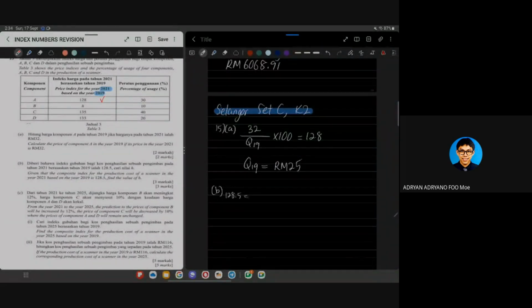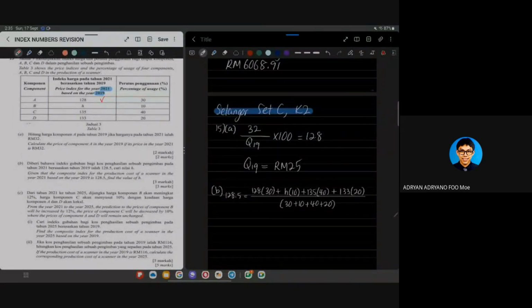128.5 equals 128 times 30, okay, here you can use the ruler method also, plus H times 10 plus 135 times 40 plus 133 times 20, divided by... divided by what? Can I straight away use 100? Cannot. You must write 30 plus 10 plus 40 plus 20. Then you move this and that.